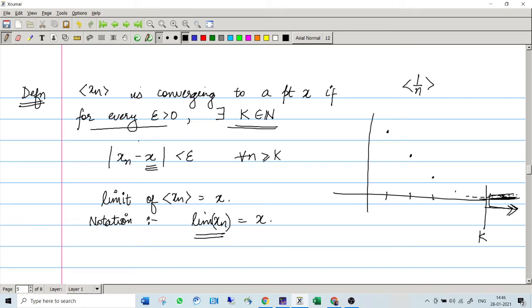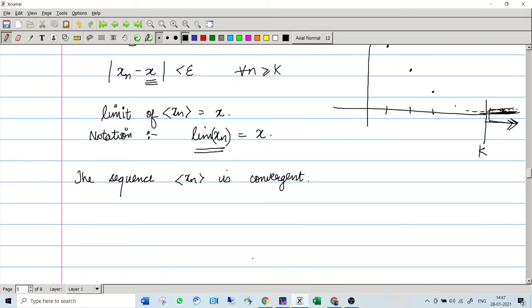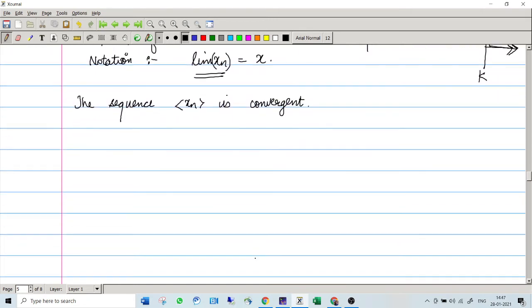So whenever you are able to find such a number for which this happens, then we call the sequence xn convergent. And if the sequence xn is not convergent, we call it divergent. Right? Got this?